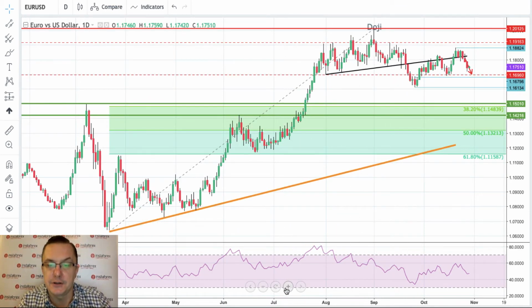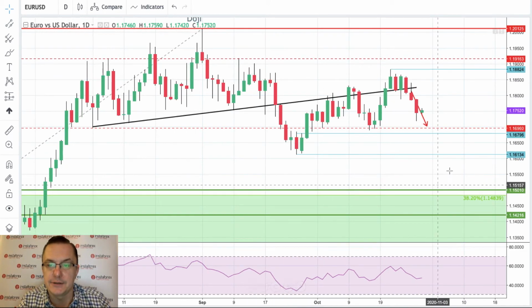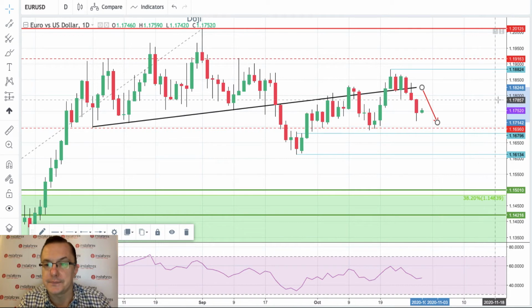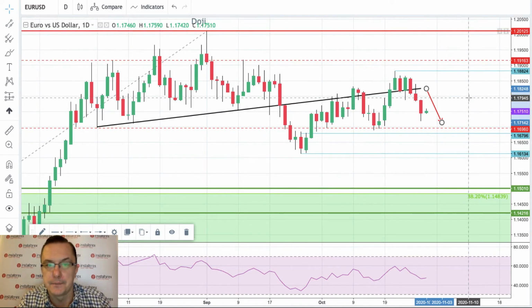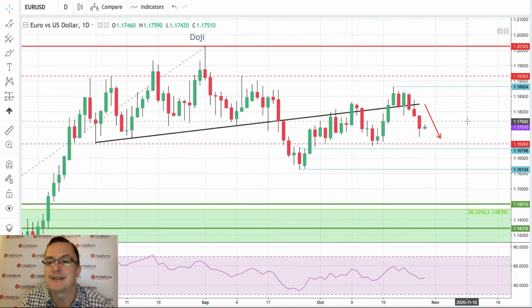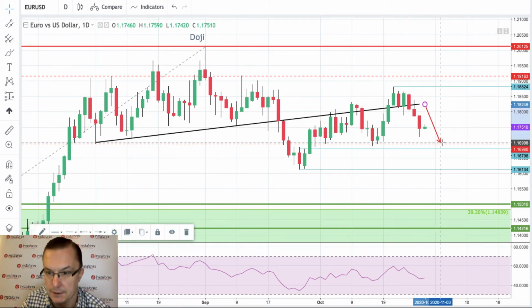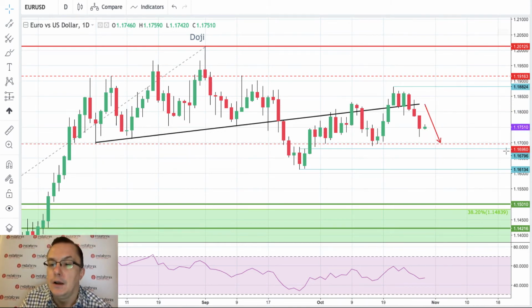Let's take a look at the euro dollar, because there is some interesting data to be announced today: the ECB interest rate decision and GDP from the United States. As you can see here, we are following our scenario, indicated by this arrow, and this is the target for the nearest hours. It's basically 1.17. That's the target for the bears.